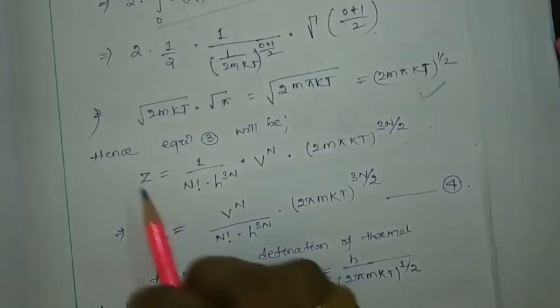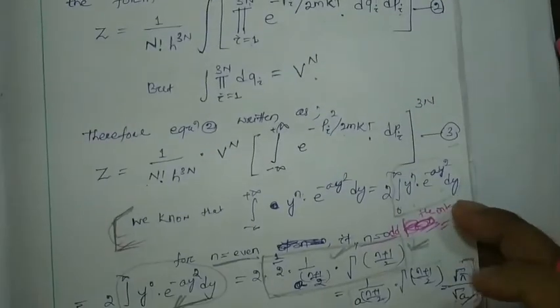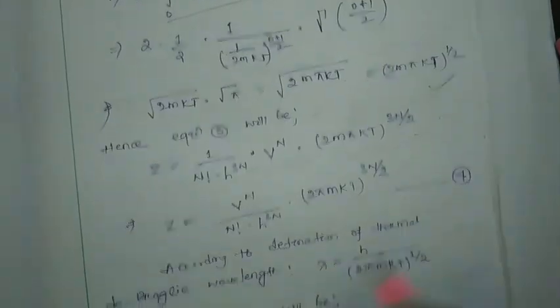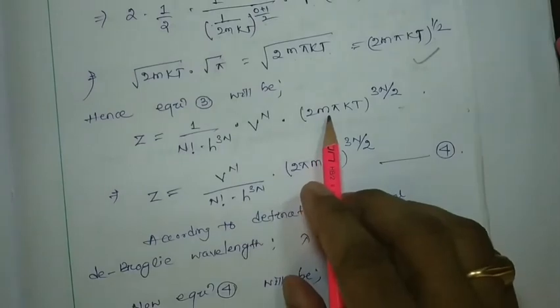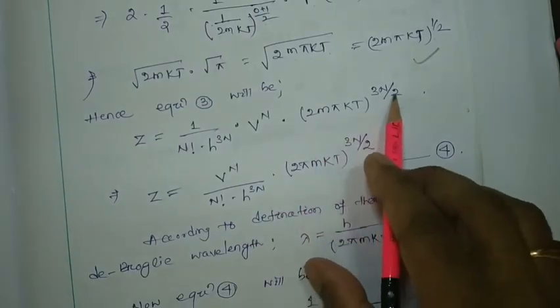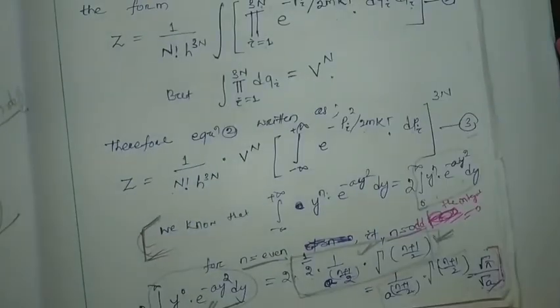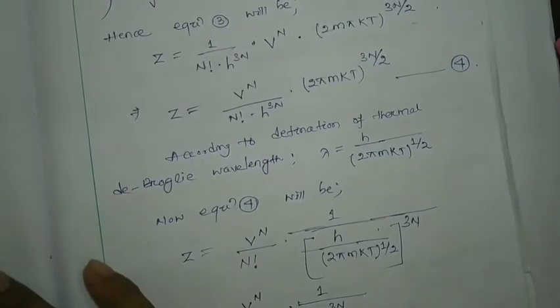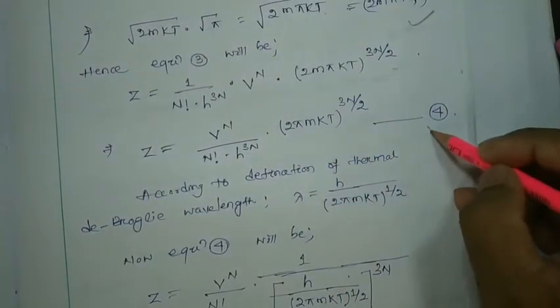Hence equation number 3 will be, how much? This one: v to the power n, 2 pi mkt to the power 3n by 2. To know the detailed integration about this, you can refer to that video, which I mentioned. Okay, so now let this be your equation number 4.